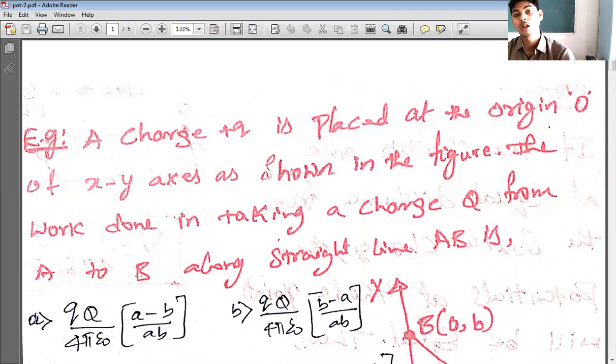I have told you how to calculate work done in carrying a charge from one point to another point. Work done in carrying charge from one point to another point is given by potential difference into charge.